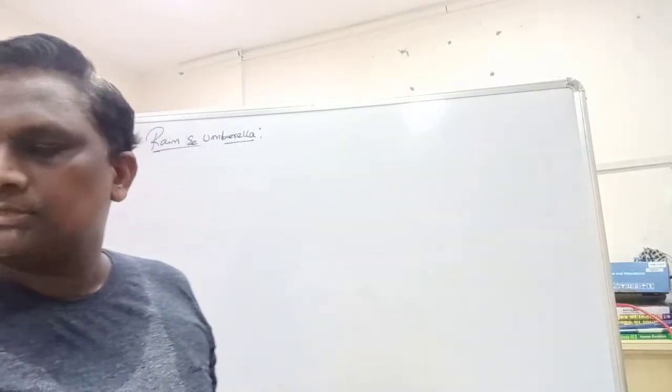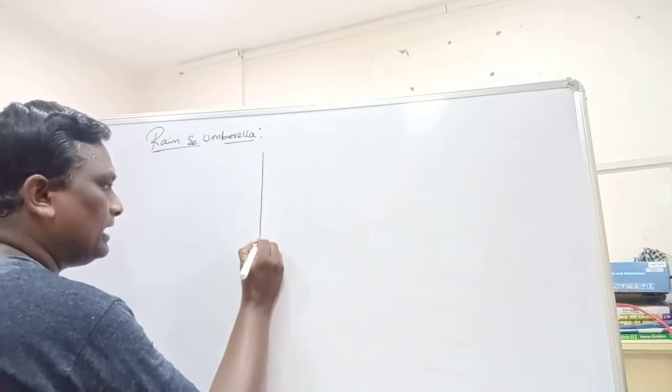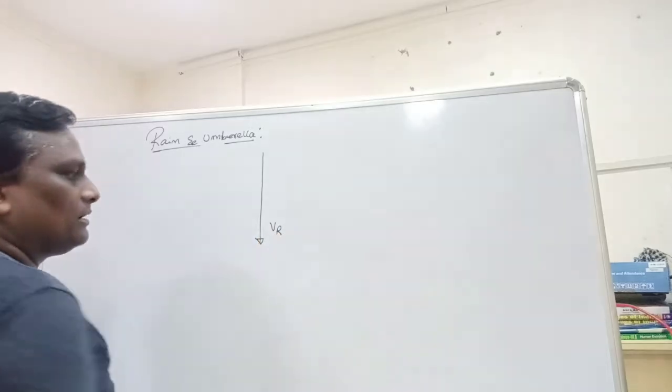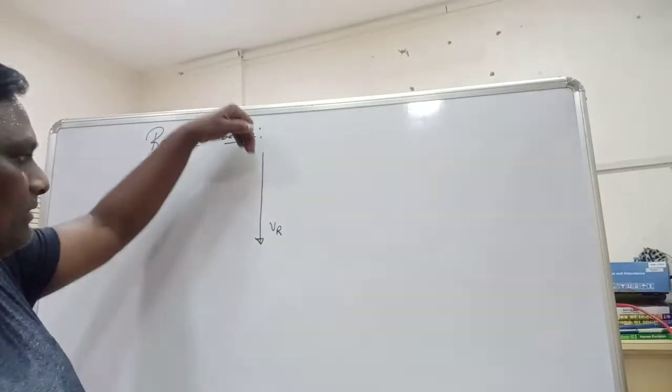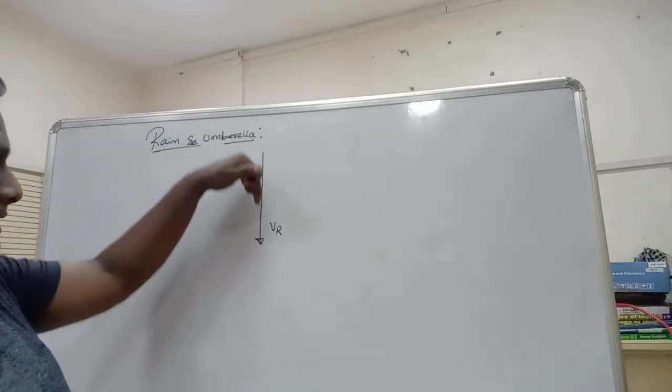Now see here please. Suppose rain is falling vertically, always vertically, with a velocity of VR. Assume like this: rain is falling vertically downwards. This is the rain velocity.